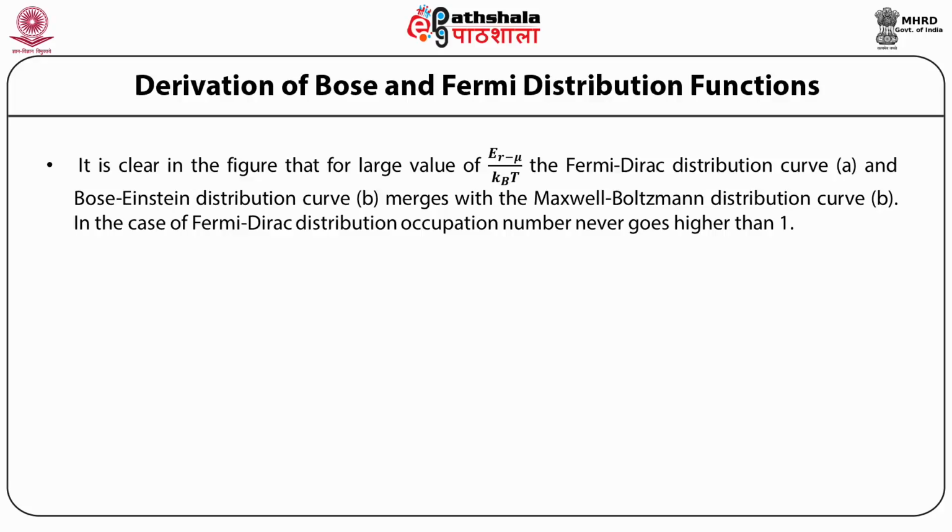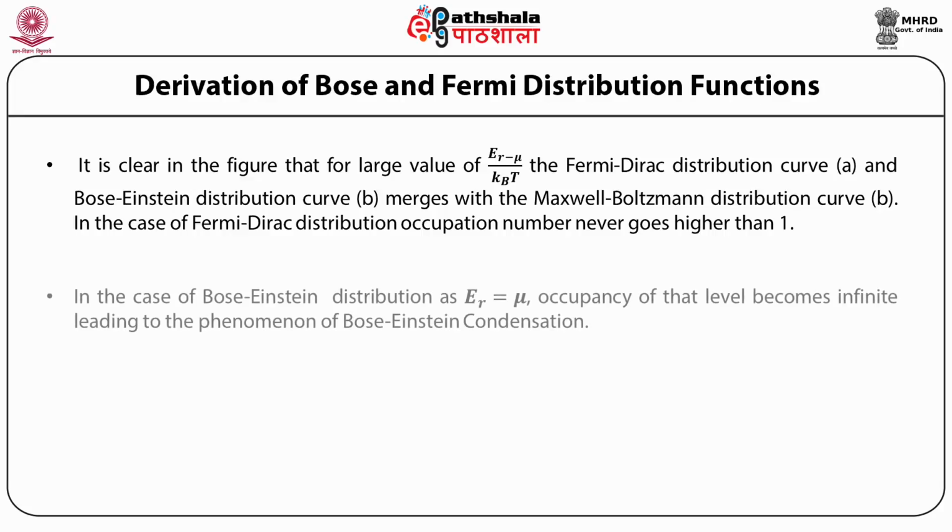In the case of Fermi-Dirac distribution, occupation number never goes higher than 1. Also note, in the case of Bose-Einstein distribution, as er is equal to mu, occupancy of that level becomes infinite, leading to the phenomenon of Bose-Einstein condensation. So students, let us summarize what we have learnt in this module.